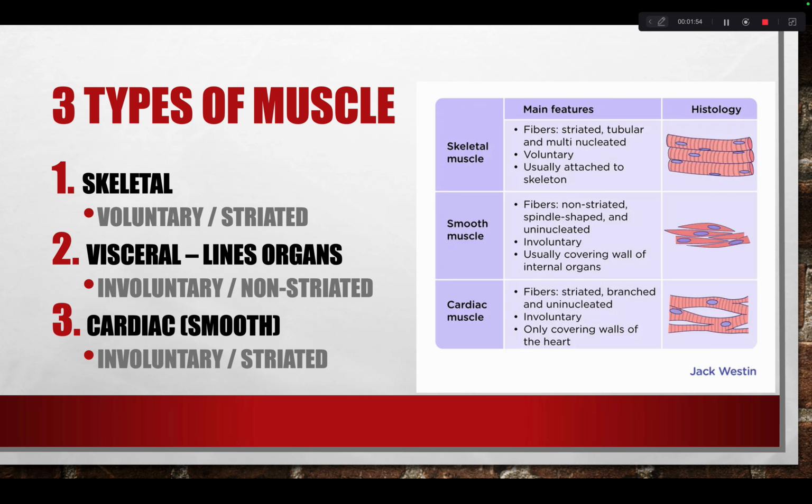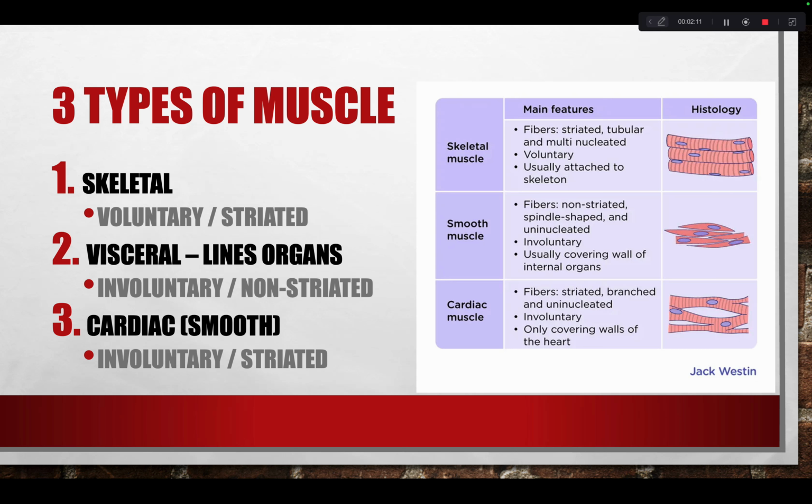Last, you have your smooth muscle or your cardiac. Again, this is also involuntary, but it's striated, right? So these involuntary types of muscles just work without your knowledge.